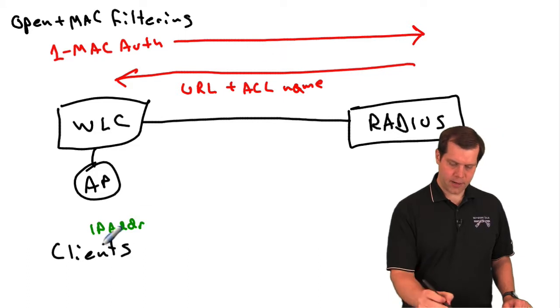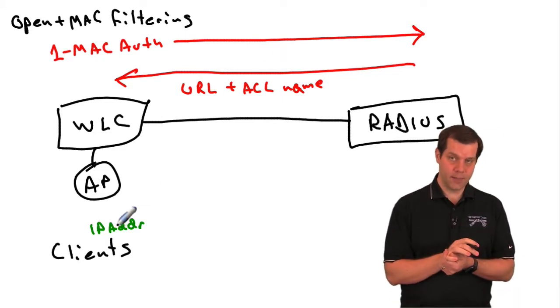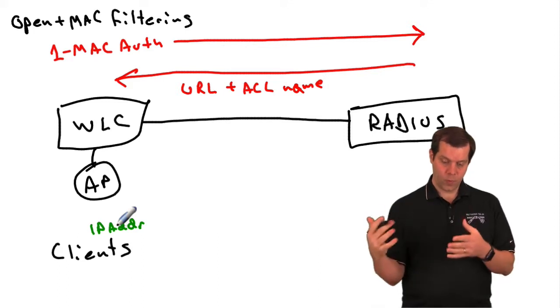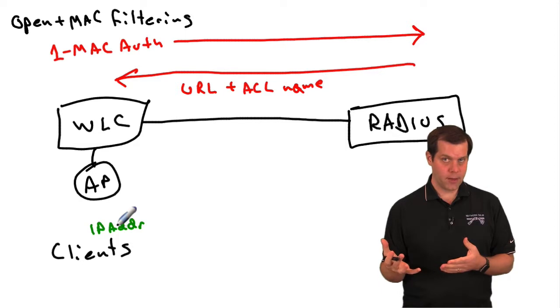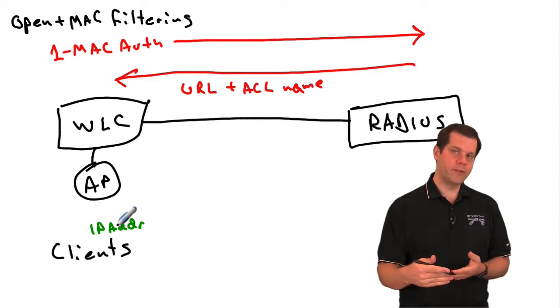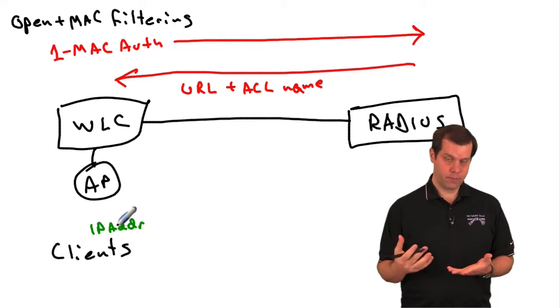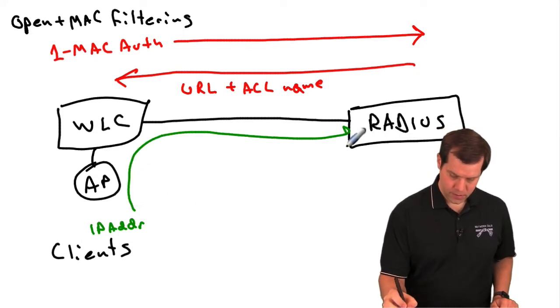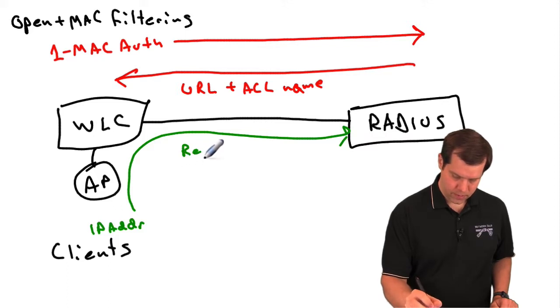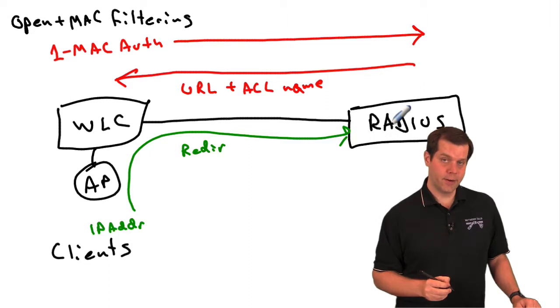So this happens prior to the client even essentially being allowed to pull its IP address, but we complete the first auth. The client is then placed in a central web auth pending state, pulls its IP address, and then the client tries to pull up a web page, and it's going to get redirected to a portal on the ICE server.